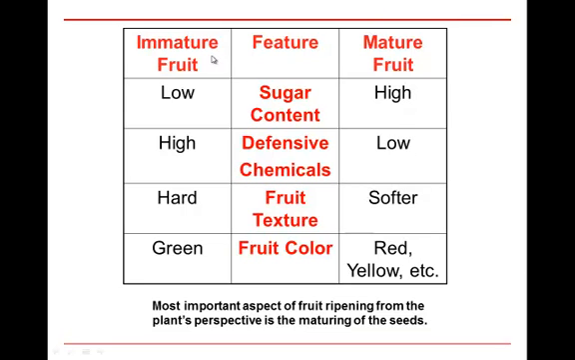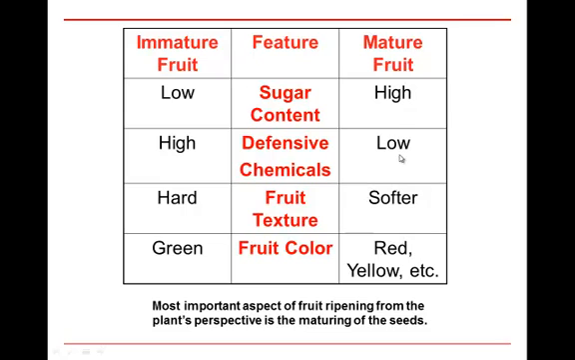To further illustrate the very important role of fruits, we can look at this graph. This graph contrasts the features of an immature fruit and a mature fruit. So let's go down these features. The first feature is the sugar content, very low in an immature fruit, so an animal is not enticed to eat it. But a mature fruit has typically high sugar levels, and therefore an animal would be enticed to eat it. Defensive chemicals, just the inverse of the sugar content, very high in the immature fruit, protecting it.